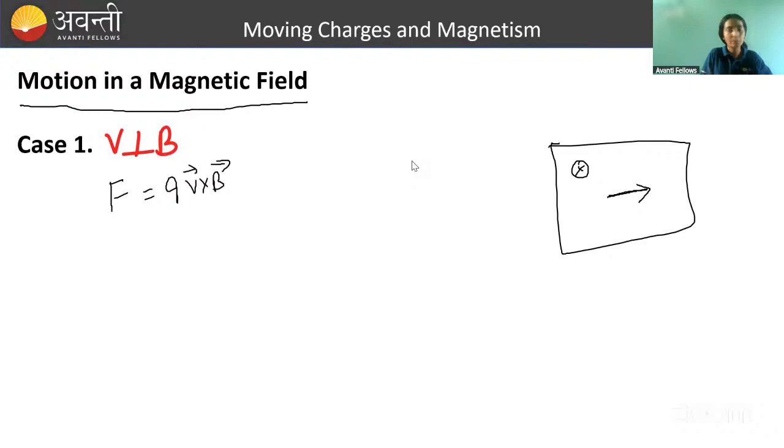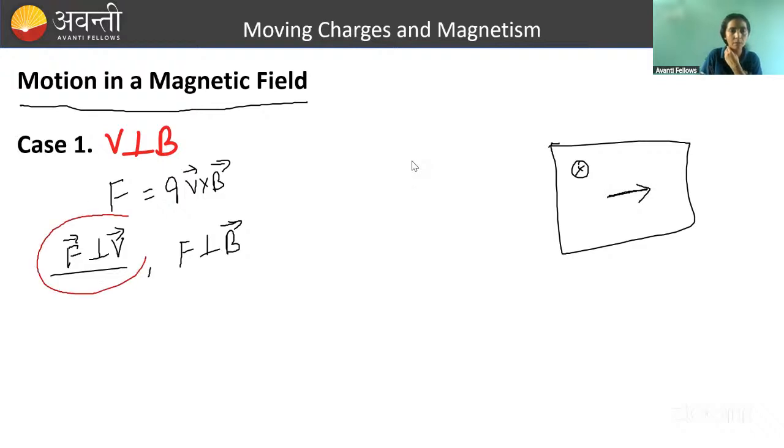In yesterday's class I told you that if force is like this, this force is perpendicular to velocity and also perpendicular to the magnetic field. Let's focus on this portion: force is perpendicular to the velocity. So remember circular motion. In circular motion, if a particle is moving in a circle, then there is a force acting towards the center, and that is called centripetal force.